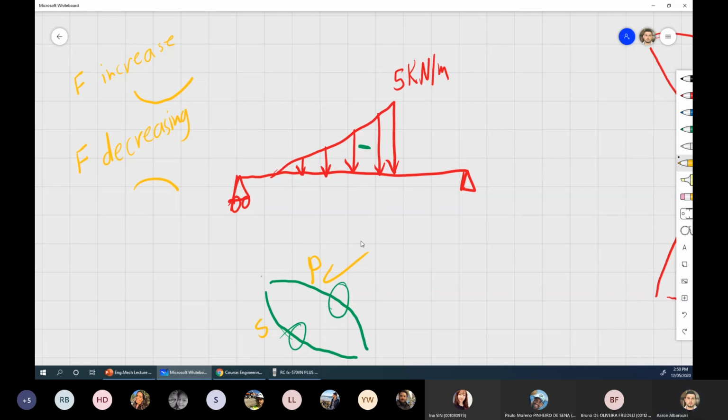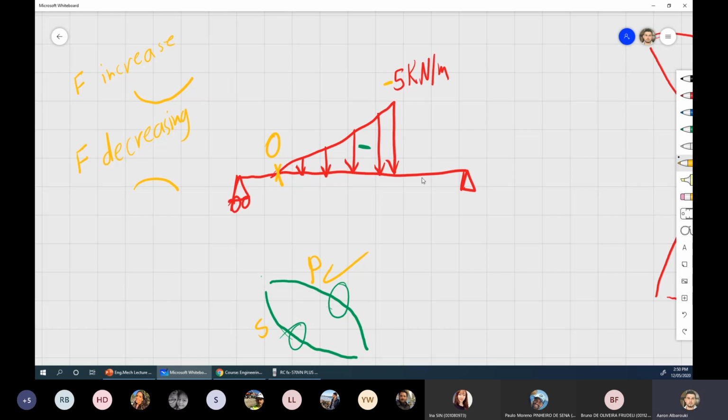Hear me out. This force here, what was the value of the force at this point here? The shear force. That was 0. What is the value at this point here? It's -5. We said this force is negative. We're starting from 0 to -5, that's decreasing. If the force is decreasing, that means the curve should be facing down. Okay?